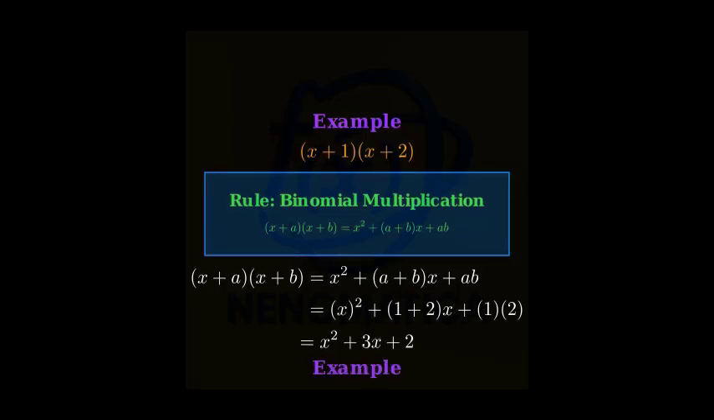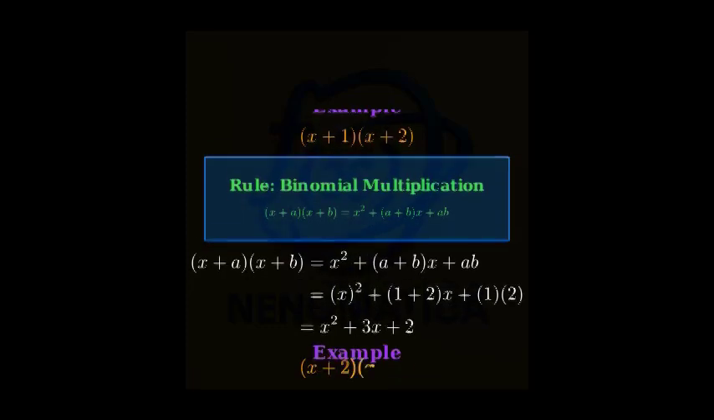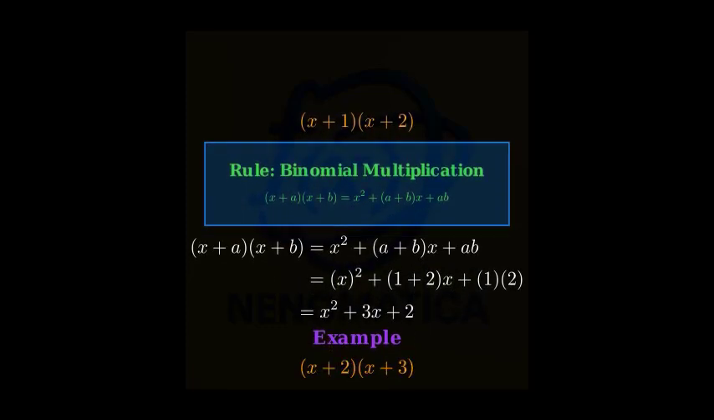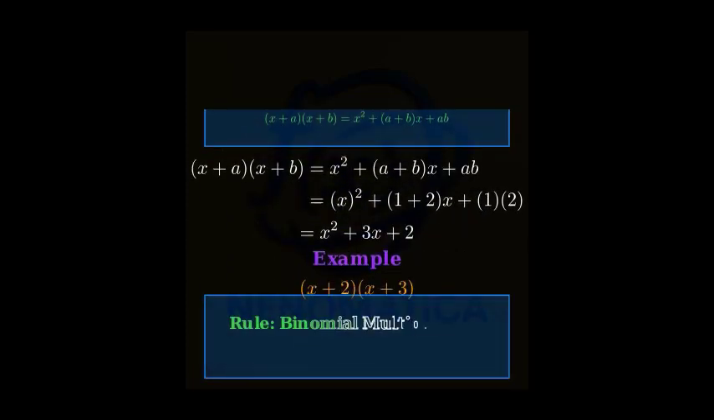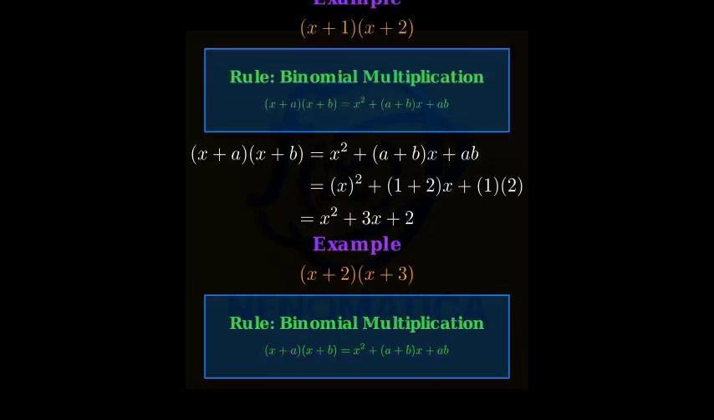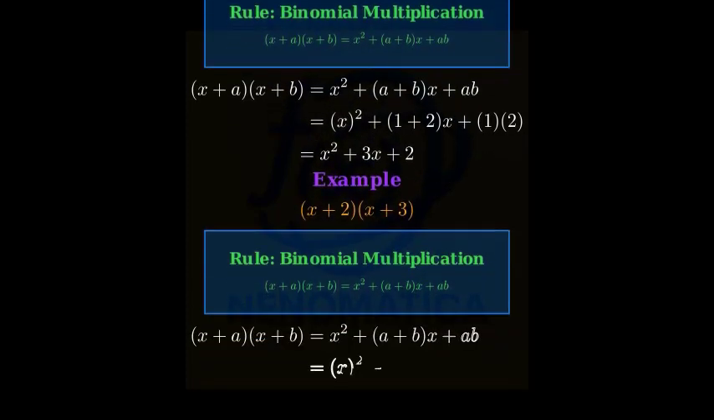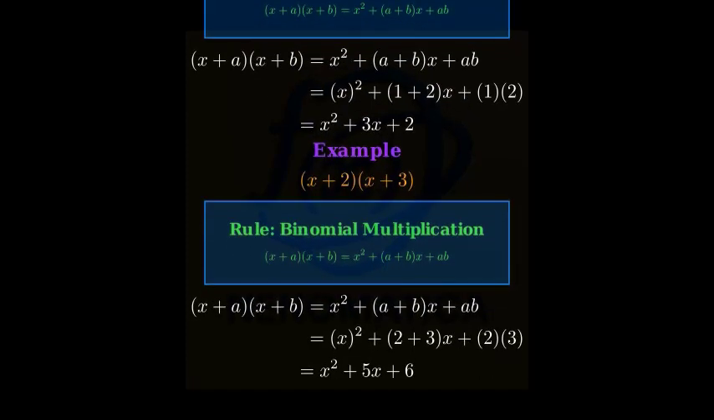Now, let's move on to our second example. Our second example is (x + 2)(x + 3). Again, we'll use the same binomial multiplication rule. For the expression (x + 2)(x + 3), we identify that a equals 2 and b equals 3. Substituting into our formula, we get x squared plus the quantity 2 plus 3 times x plus 2 times 3. Simplifying this expression, we get x squared plus 5x plus 6.